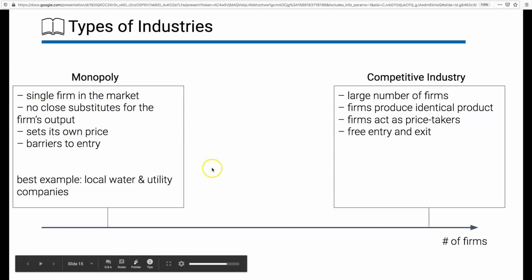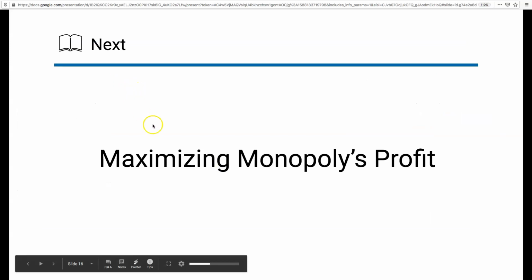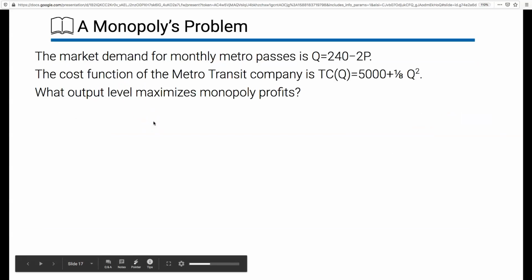But now let's move on to the monopoly and let's look at its profit maximization. So let's look at a monopolist problem. I'm going to look at an example where the monopoly in place is going to be a metro transit company in a large city. And suppose that it has the following demand for monthly metro passes.